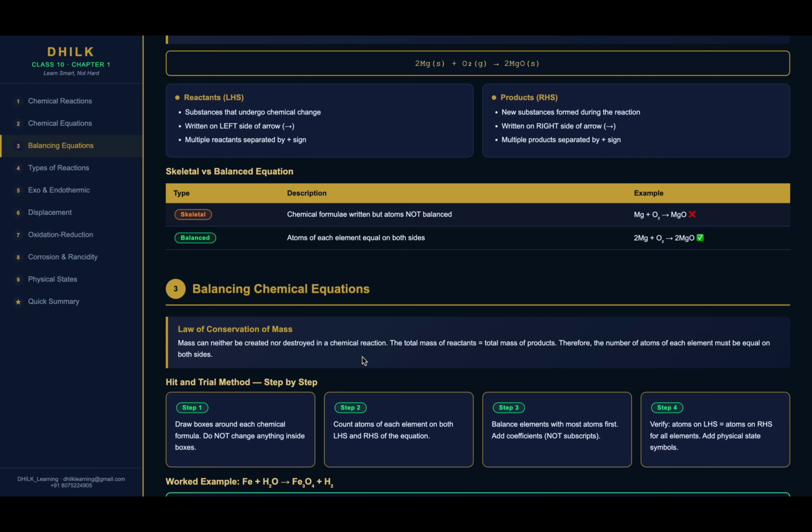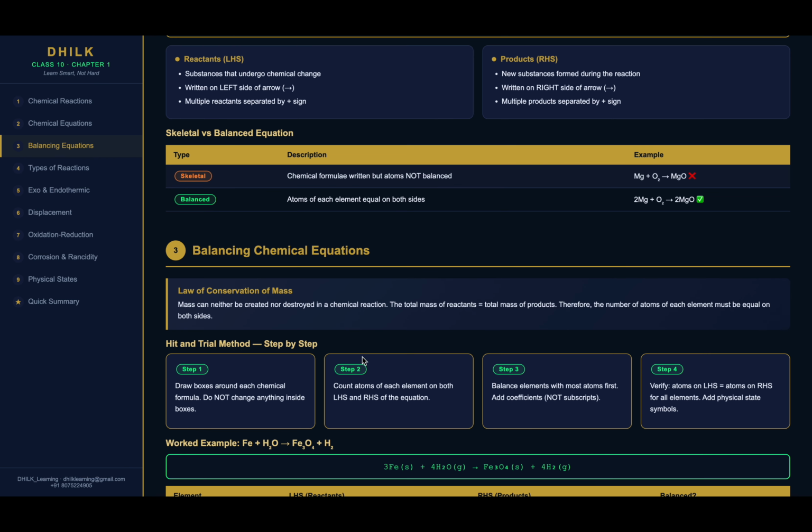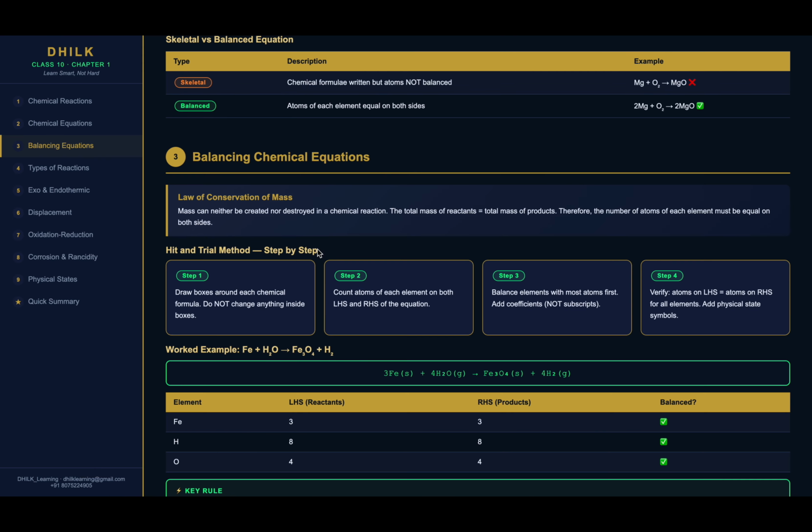Now we can look at balancing of chemical equations. So we are trying the hit and trial method. The steps are simple. Step 1, write down the skeletal equation first. Just write the chemical formula of all the reactants and products. Step 2, count the number of atoms of each element on both sides, the left side and the right side. Step 3, if they are not equal, start balancing.